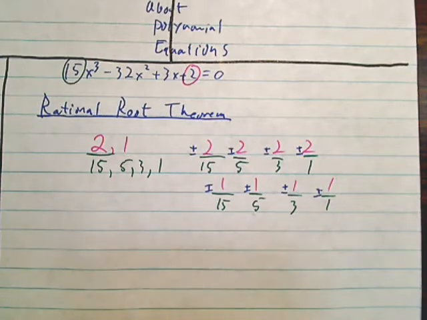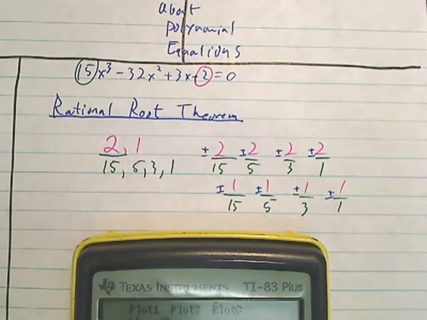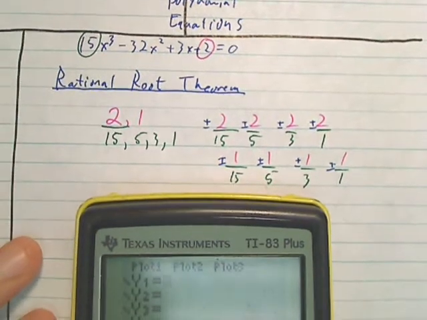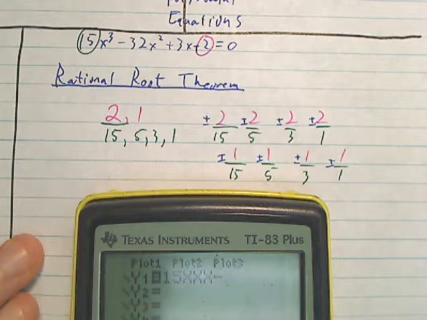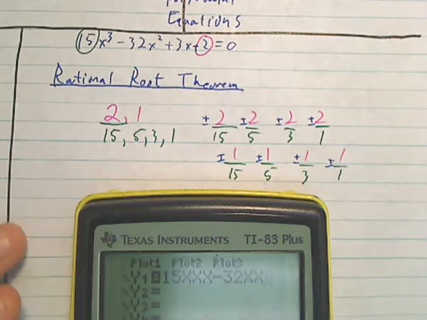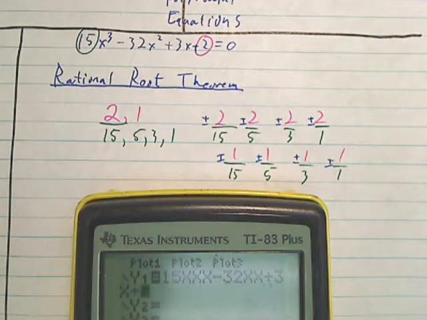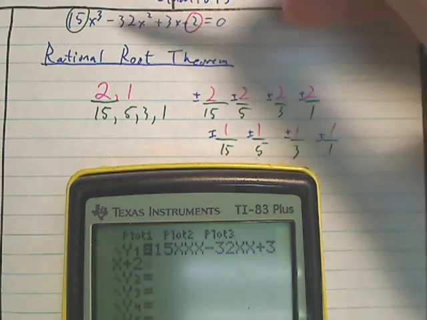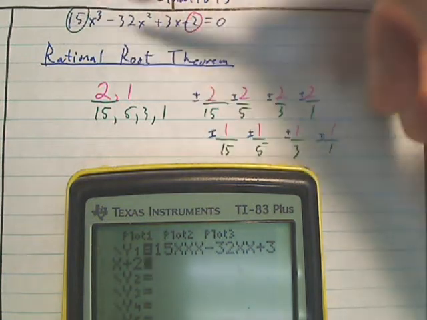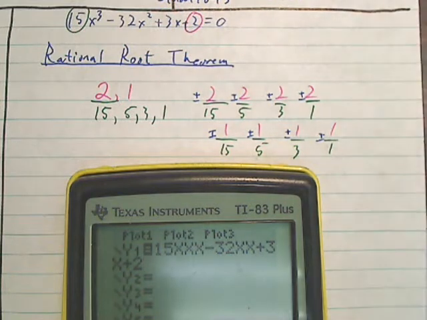Now we can graph this to see which ones are actually correct. So let's go ahead and graph this. I have 15x cubed minus 32x squared plus 3x plus 2. And if you didn't have a graphing calculator to do this, you could just start plugging numbers in here. It'd just be kind of tedious. Take 2/15, put it in there for x, multiply it all out, and see if it comes out to 0. But I probably want to use a calculator for that anyway, so might as well just get out the horsepower here. So there's my equation. Let's go ahead and graph it.